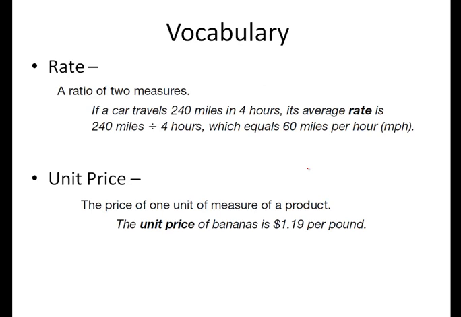The vocabulary: a rate is a ratio of two measures. So if a car travels 240 miles in 4 hours, it has an average rate of 60 miles per hour. Unit price is just that. It's the price of one unit of measure of any given product. In this example down here, it's $1.19 per pound when we're talking about the unit measure of bananas.